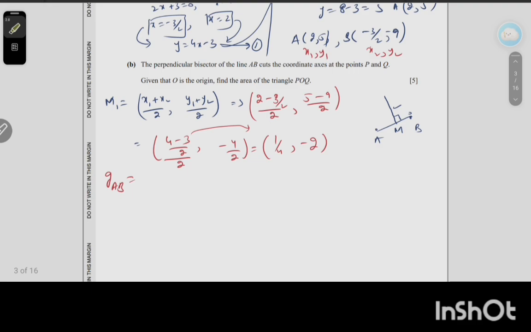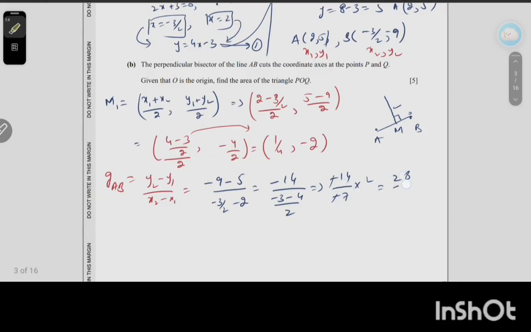So what is the gradient of AB? The gradient formula is y2 minus y1 over x2 minus x1. Y2 is minus 5, minus 14, minus 3 by 2 and minus 2, take LCM, minus 3, minus 4, and minus 4 minus 7, multiply by 2, minus minus cancel, 28 by 7. Our answer is 4. Okay, so our gradient is 4.